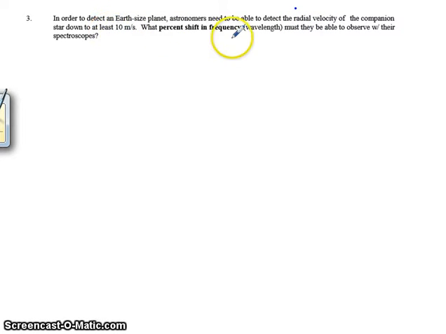We want to know what percent shift in frequency and corresponding wavelength we would have to be able to observe with our spectroscopes. And a spectroscope is just something that can analyze the light and look at very small changes in the spectrum due to a Doppler shift.